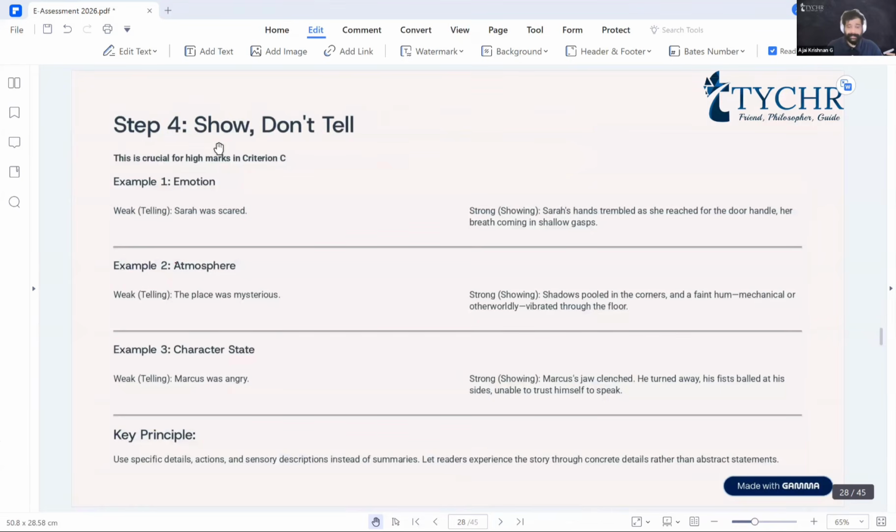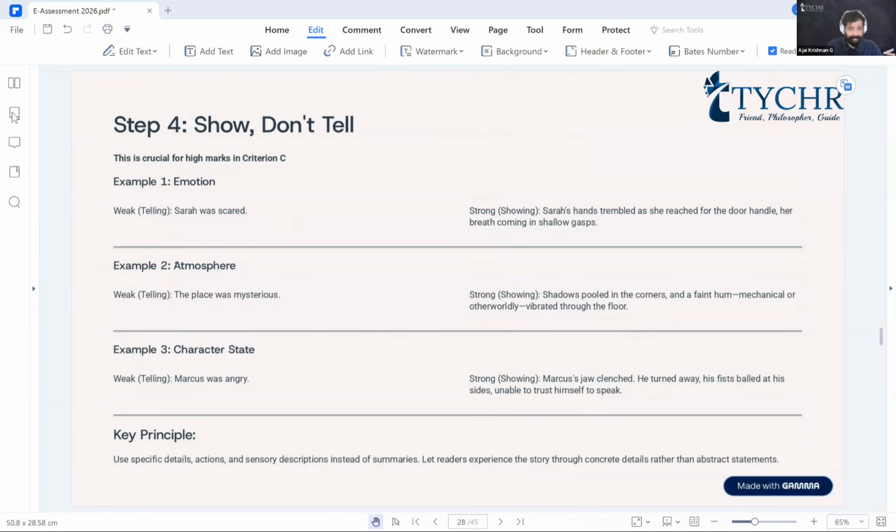And then this is the most important instruction we give students for any task. Please show, don't tell. So it is very crucial to make sure that whatever you are writing in task two is showing something rather than telling something. An example is given here. Try not to write "Sarah was scared." If Sarah is a character name, don't tell that she's getting scared. No, describe it through words.